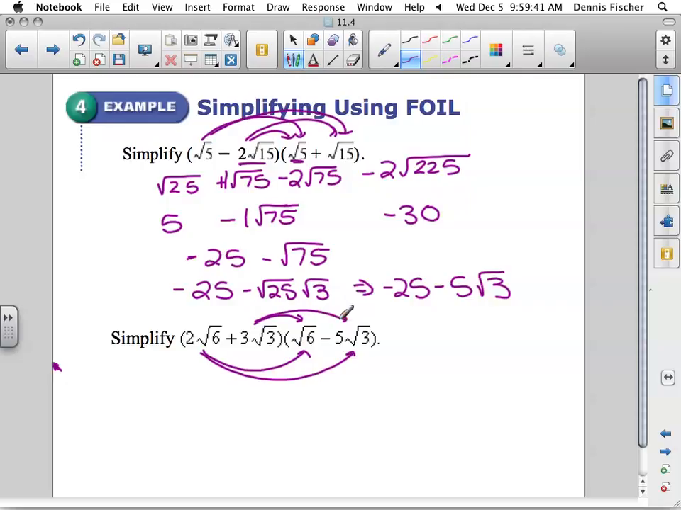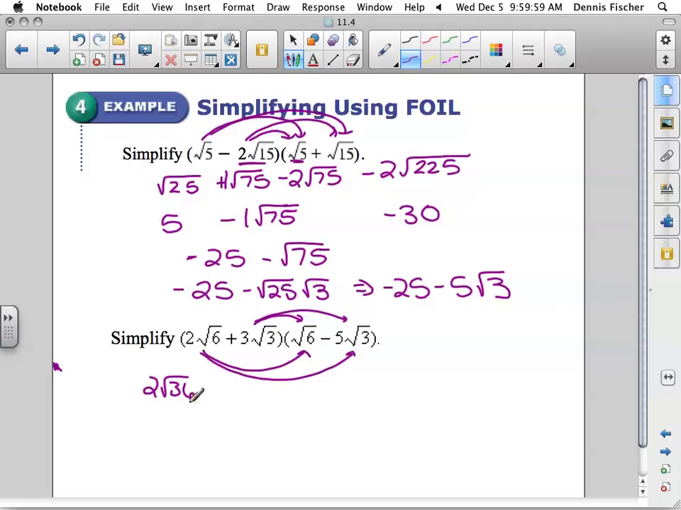Two square root of 6 times square root of 6 sounds like 2 square root of 36. I know the answer is 12, but we're going to just write it down like this. We're starting with 2 square root of 36, right? And it's 2 times 6.